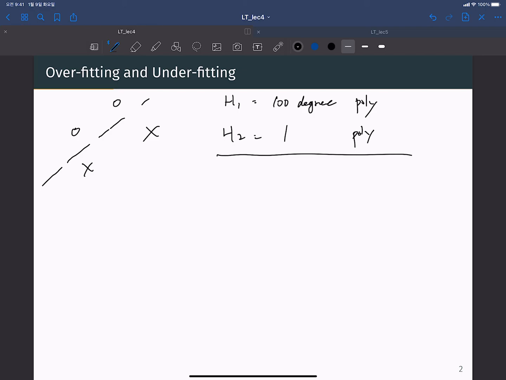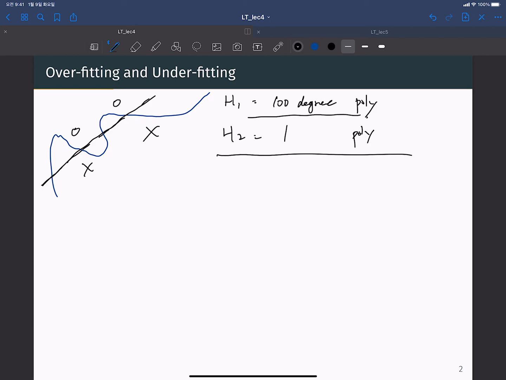But with the first hypothesis class, the 100-degree polynomial function, the boundary will be very complicated, like this. I don't know, this is also a member of the 100-degree polynomial. And this very wiggly boundary can make a higher test error compared to this linear line, right? So in this case, with a simple true hypothesis function, a simpler hypothesis set can be better than a more complicated hypothesis class. And this is called the overfitting issue.